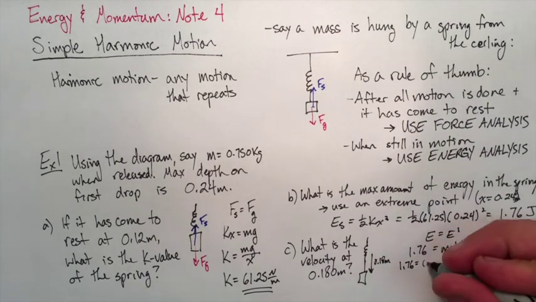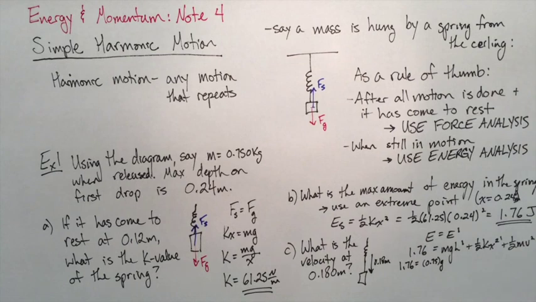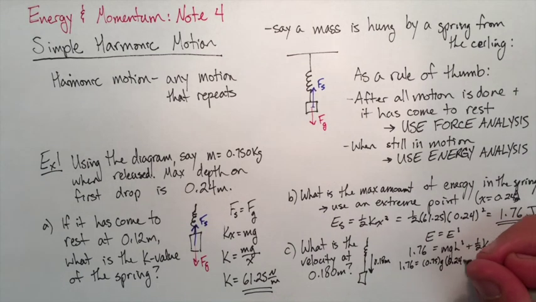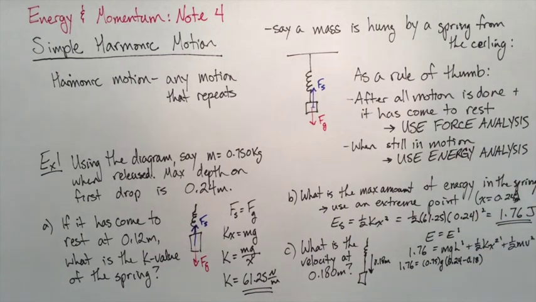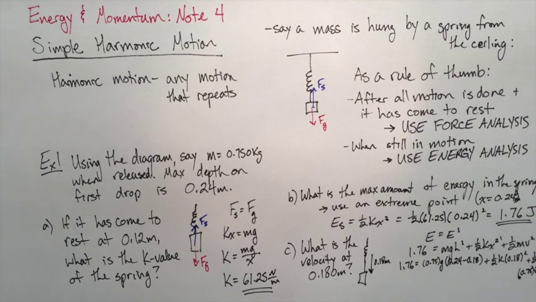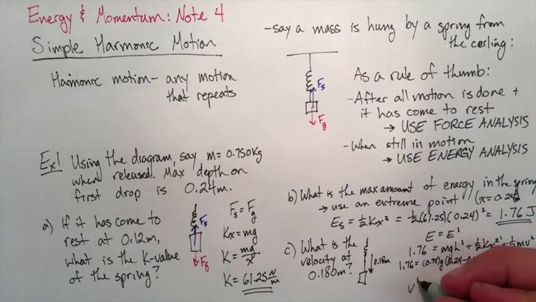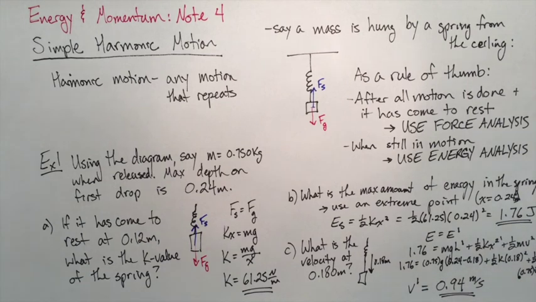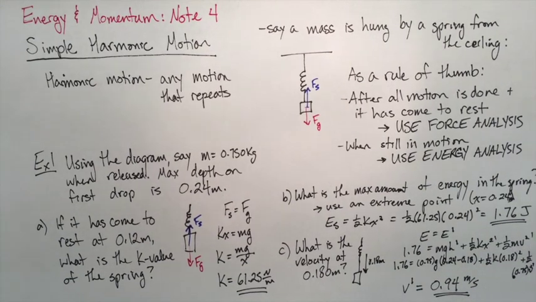If we start putting in our numbers, g is 9.8. The height at that point is just going to be height from our lowest point, so we need to subtract 0.18 from 0.24. Our stretching of the spring is 0.18, and I apologize, it's cut off. I'll fix that later. We're going to solve for our velocity there at the end. We find it eventually, it's 0.94 meters per second.